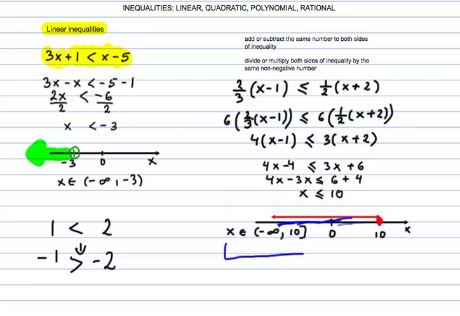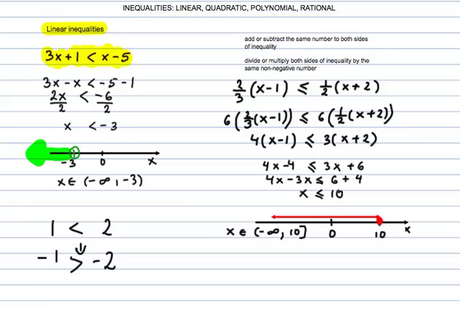Using interval notation, we have the following statement: x is an element of negative infinity, comma 10. Please note, square brackets. So this is the last example of solving linear inequalities.